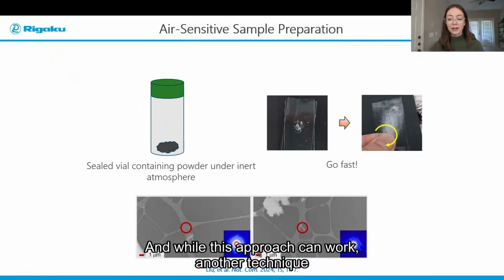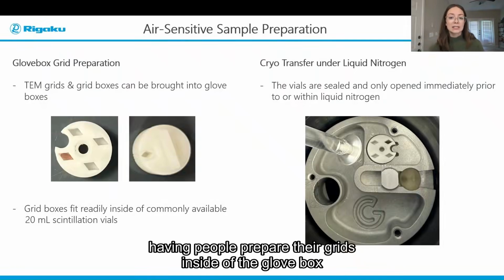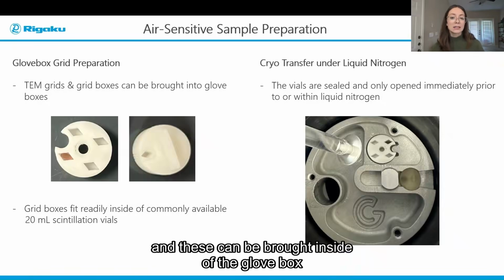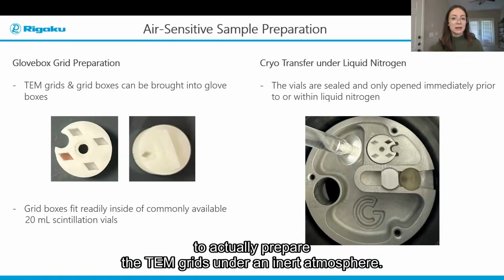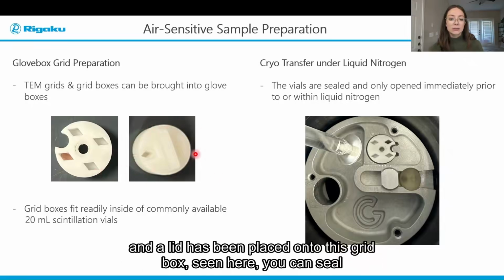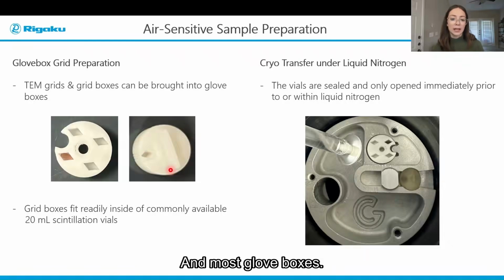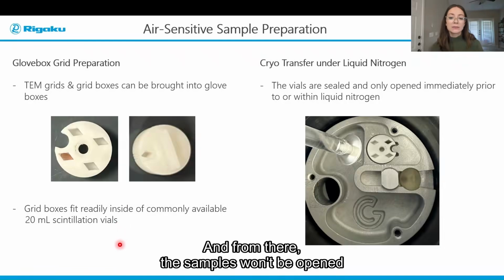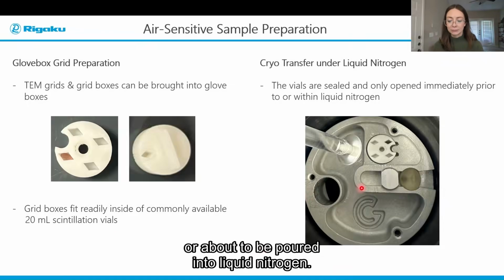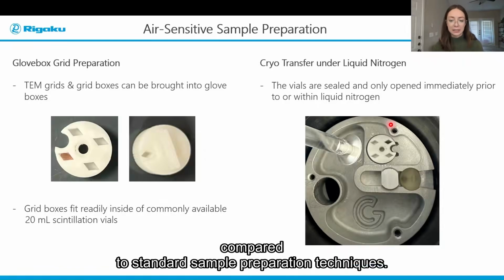And while this approach can work, another technique that we've started to use recently has been actually having people prepare their grids inside of the glove box. So you can take TEM grids and grid boxes and ship those, and these can be brought inside of the glove box to actually prepare the TEM grids under an inert atmosphere. Once those TEM grids have been loaded and a lid has been placed onto this grid box seen here, you can seal that within a 20 milliliter scintillation vial, which is commonly available in most glove boxes. And from there, the samples won't be opened until they're either already in liquid nitrogen or about to be poured into liquid nitrogen. So the amount of exposure to air is significantly reduced compared to standard sample preparation techniques.